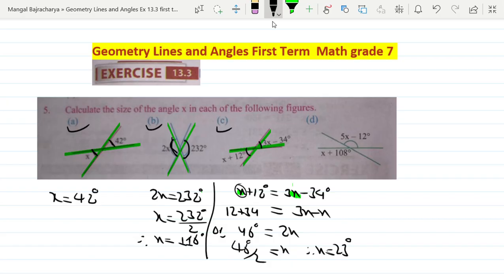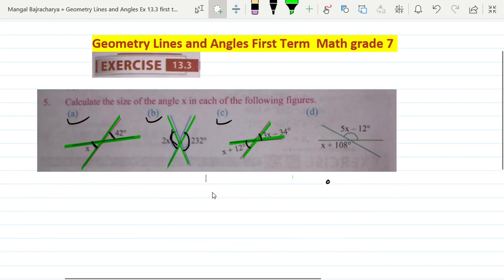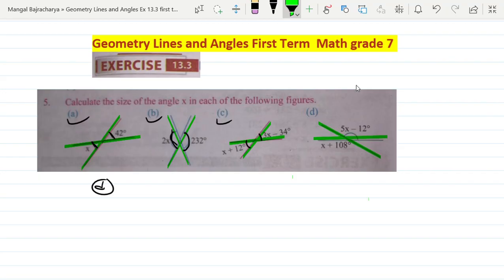And I'll go with number D. So now I'm going with number D. Here also it's the very same thing. You see two lines getting intersected, one line is this and another line is this. The angles made on the opposite sides are 5x minus 12 and x plus 108. These two angles you can say are equal, since they are vertically opposite angles.